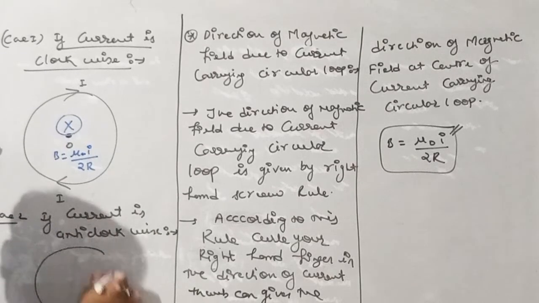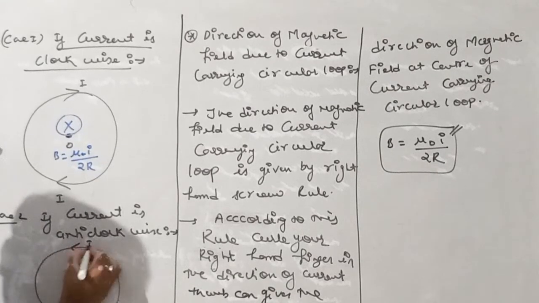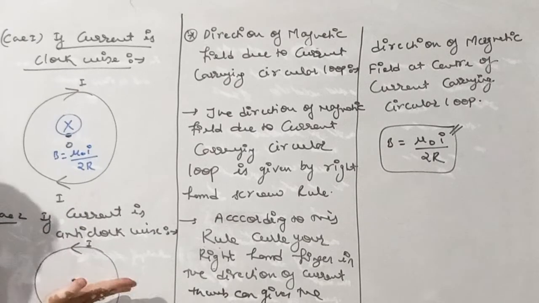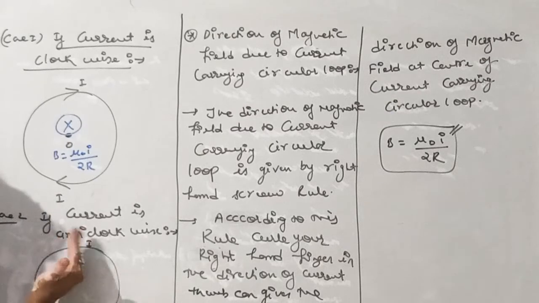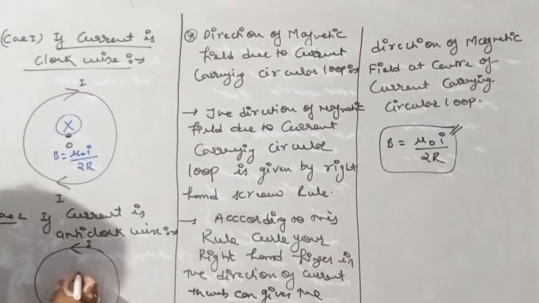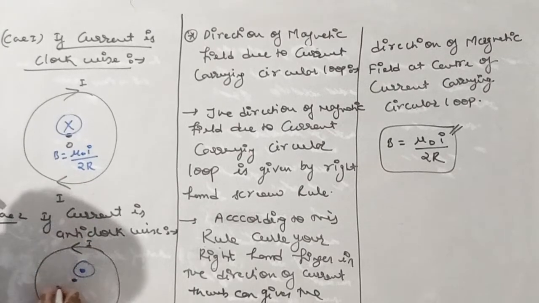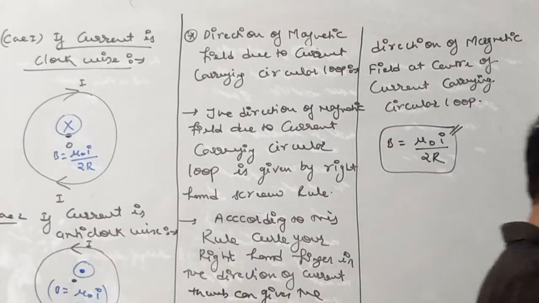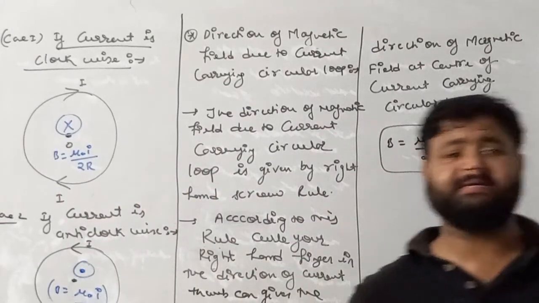So see my dear student, this is the current carrying circular loop. Now current is anti-clockwise, so I'll make current anti-clockwise. Curl your right hand fingers in the direction of current. Thumb can give the direction of magnetic field. So thumb is outside, so at the center the direction of magnetic field is outward, and its magnitude must be mu naught I by 2r. This is the value of magnetic field due to current carrying circular loop at its center.